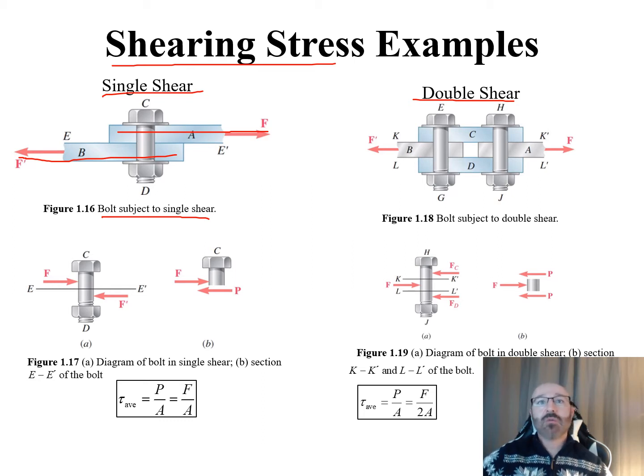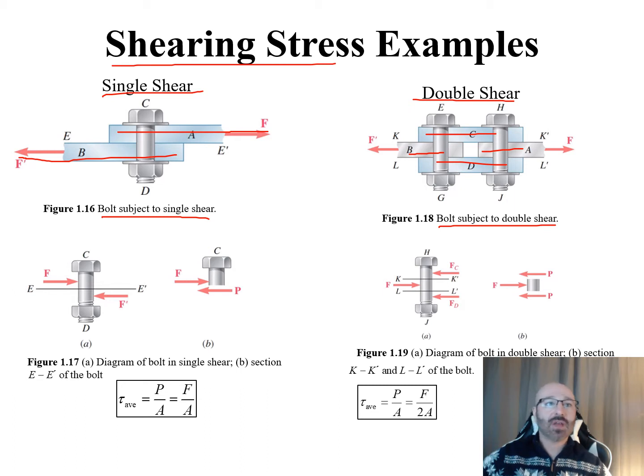Now, if we have a double shear, what we can see over here on the right-hand side is this bolt subjected to double shear. So what we can see here is you've got these two members, C and D. But then you've also got A and B, and you're pulling on these. And now what we can see down below each of these single and double shear examples is a diagram for what the bolt is like in shear.